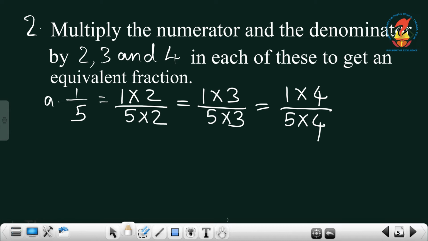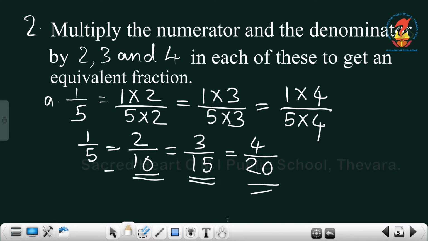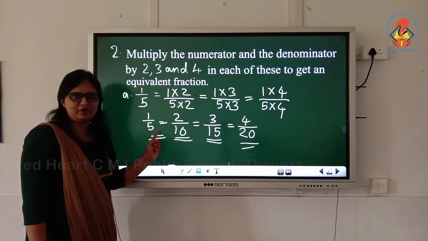And 1 into 3, 5 into 3. 1 into 4, 5 into 4. After that you tell me 1 by 5 equals 1 into 2, 2 by 10. And the next equivalent fraction is what? 3 by 15. And the next equivalent fraction is 4 by 20.